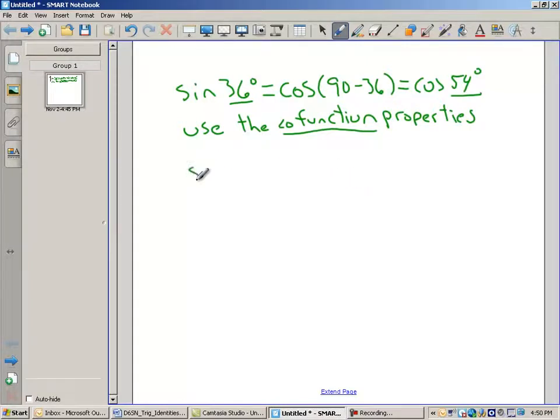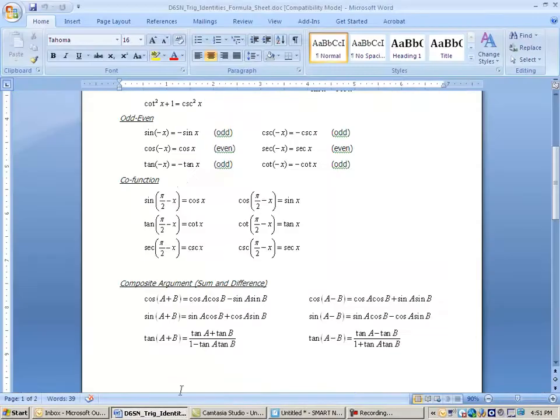Another example would be the sine of 20 degrees. Use the cofunction properties to find the sine of 20 degrees. Well, in terms of cosine, what angle adds to 20 to get 90? And of course that's 70 degrees. Okay, so on this chart we've got sine and cosine are cofunctions, tangent and cotangent are cofunctions, and secant and cosecant are cofunctions. So that should be rather easy for you to see.